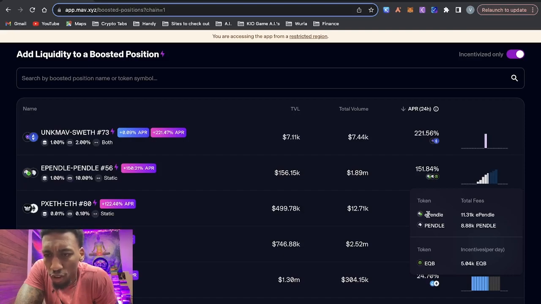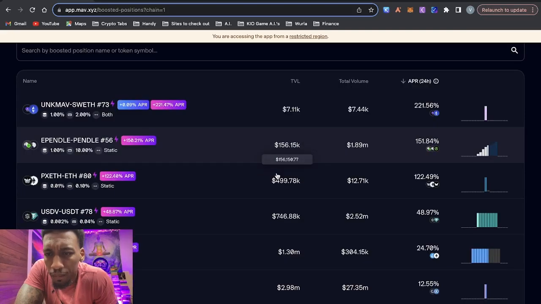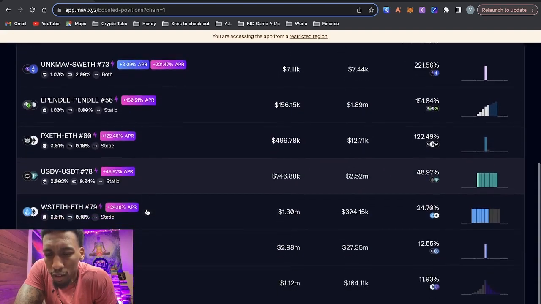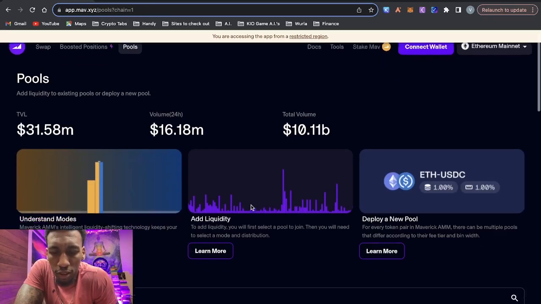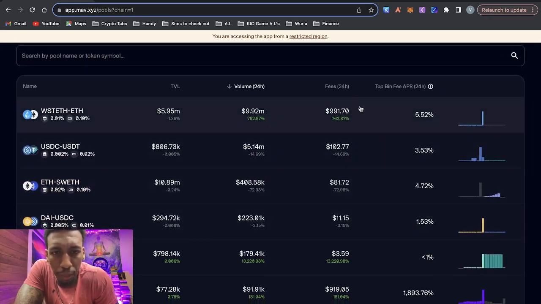So it looks like the reward token is actually just the same token. And it even tells you it's a static pool. This one's a both. So these are all the boosted pools. And then you just click pools. And let's see what kind of pools they have here.